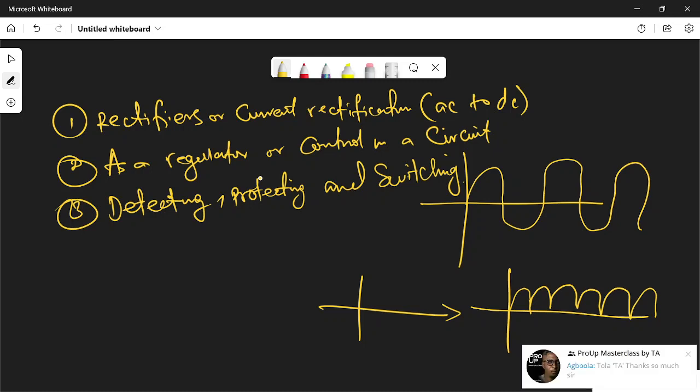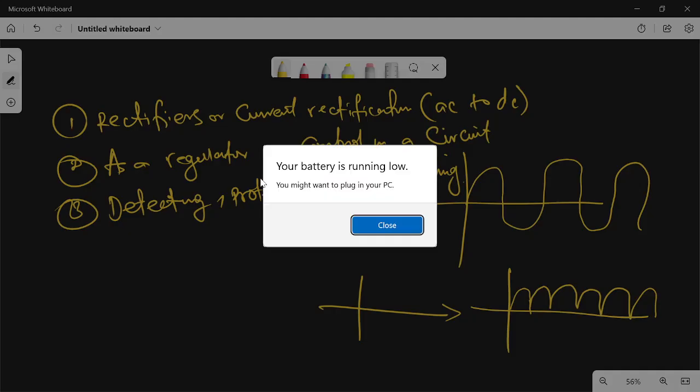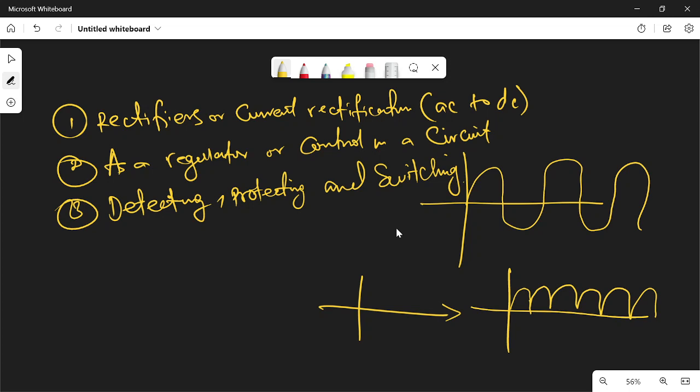They conduct slightly in the reverse direction, and they are temperature sensitive. That is, if the temperature is just too high, they can get damaged. Are you getting it now?